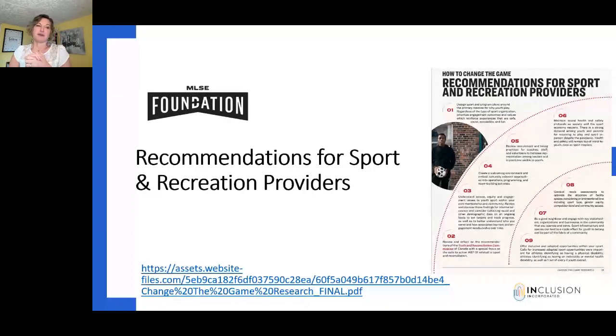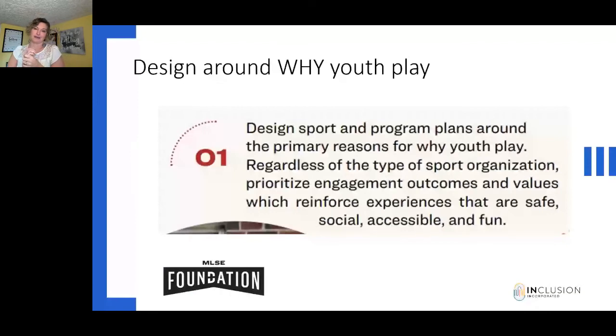So thinking about how we design around why youth play. We often have created programs and expected kids to come to them, but have we thought about why they really want to be there and what's most important to youth? Do they feel safe? Is it a social environment? Is it accessible for them? Is it fun? What are some of those reasons that they're choosing to partake in that activity? So designing around why youth play is number 1.